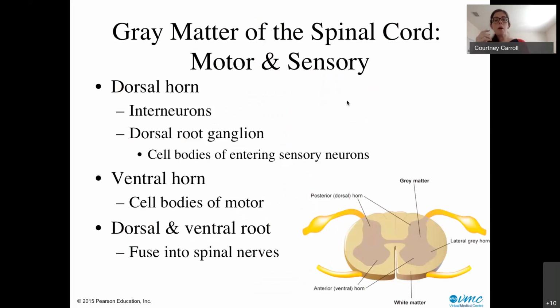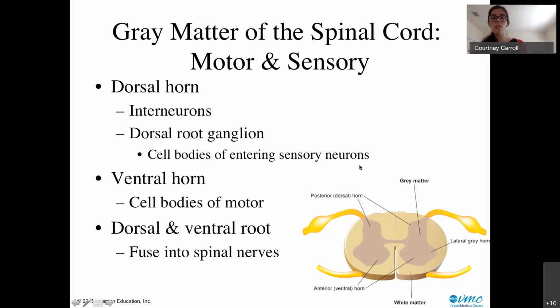Okay. Your spinal cord has both motor and sensory information in the gray matter. So if you look down here on the bottom, it's showing you a slice of your spinal cord. We've got the white matter. Again, those are the myelinated bits, and you have the gray matter here. And the gray matter we break into a dorsal horn, which is the back region, and a ventral horn, which is that front region. In the dorsal horn, we're going to have our sensory neurons.